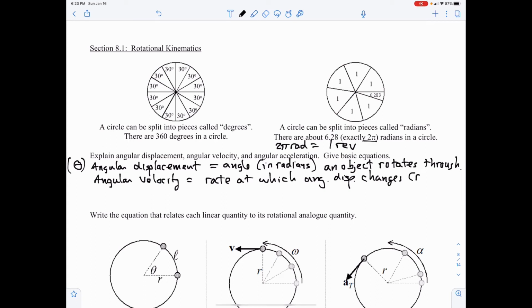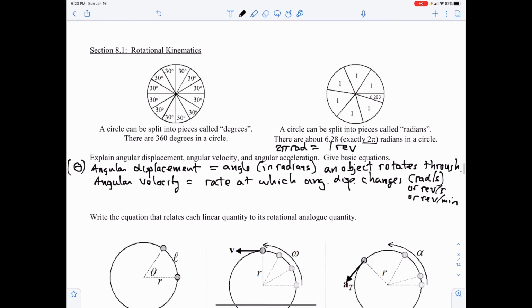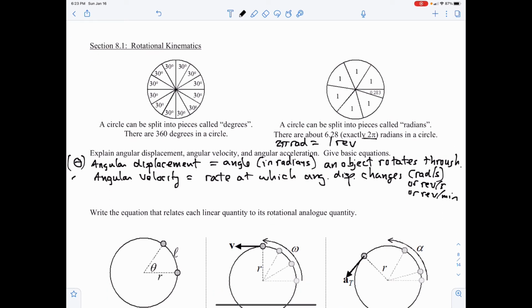Now this is going to be in a unit of radians per second, or sometimes it's in revolutions per second, or sometimes revolutions per minute, although radians per second is the proper unit. These are also other ones that you will tend to notice. The variable for it is the Greek letter omega. Omega kind of looks like an italicized W, a cursive W, but it's not. It's the Greek letter omega. Think of angular velocity as how fast something is rotating, how fast something is spinning.